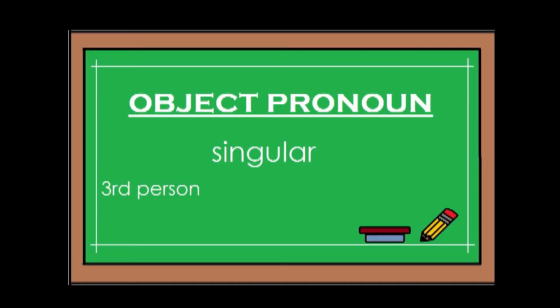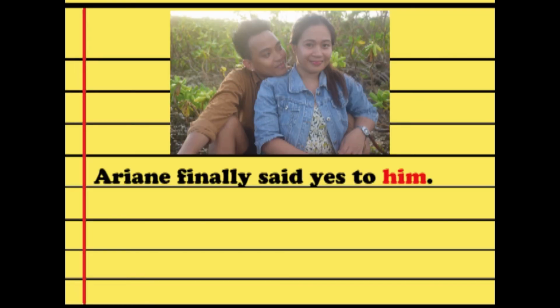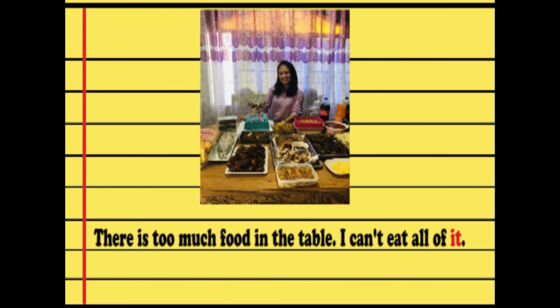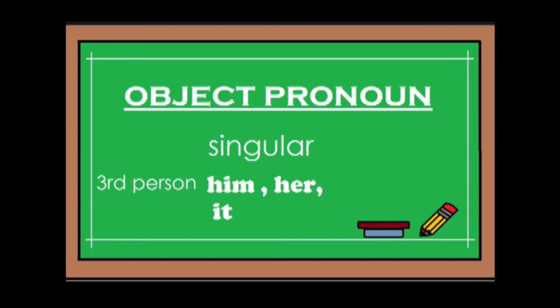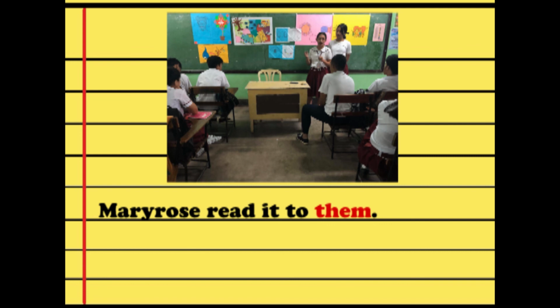For the singular third person object pronouns, we have him, her, and it. For example, Aryan finally said yes to him. Jeffrey really loves her. There's too much food on the table. I can't eat all of it. For the third person object plural, we are going to use them. For example, Mary Rose read it to them.